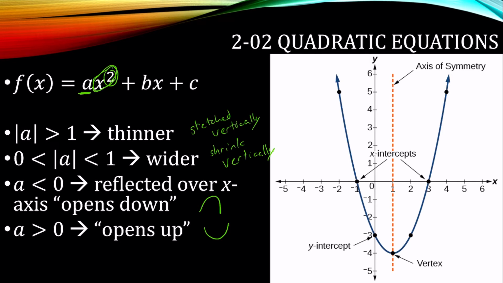And you can see the important points. We have two x-intercepts often. The vertex is the lowest or highest point. The axis of symmetry goes through the vertex.